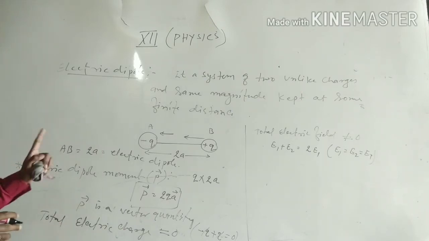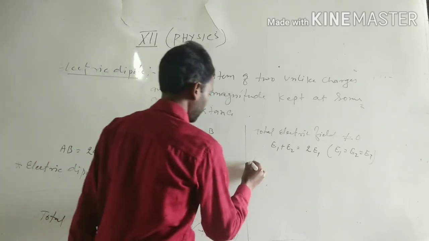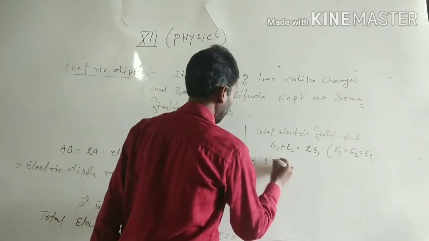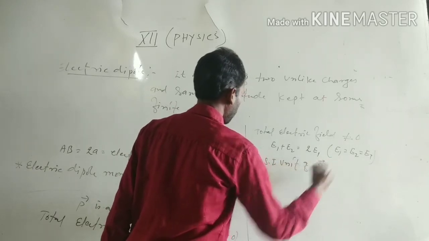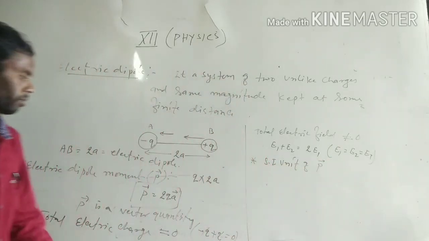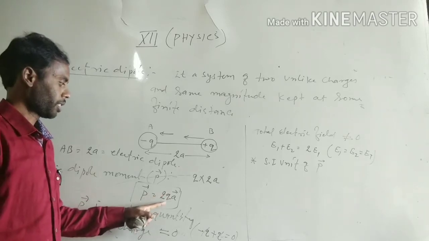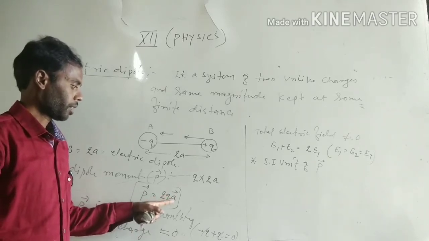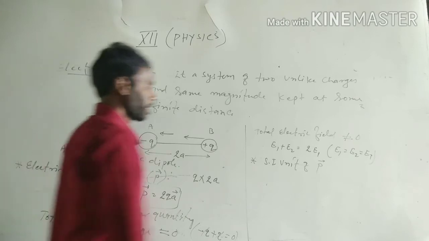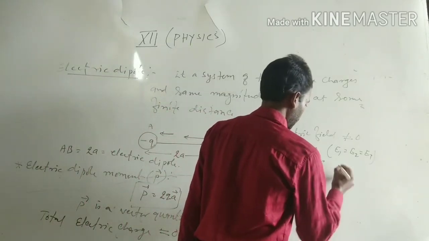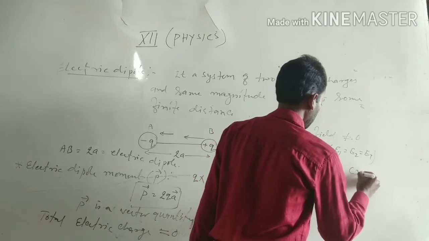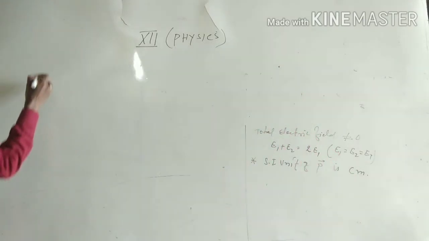It is a vector quantity. Its SI unit, you have to write over here, the SI unit of electric dipole moment. P is equal to charge times distance. The SI unit of charge is coulomb, a is the distance in meters, so that is coulomb meter. The SI unit of P is coulomb meter.